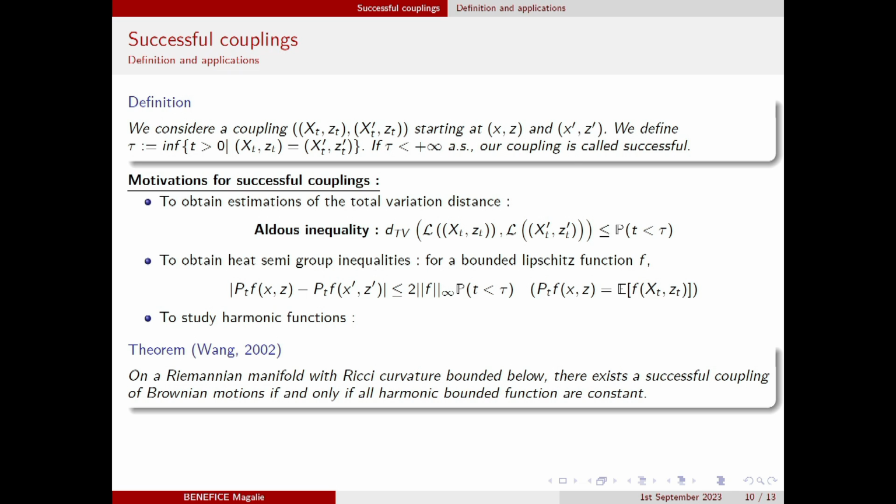And then the other application will be to study harmonic functions. As you all know, I suppose, in R^2, when you consider bounded harmonic functions, they are always constant. It is not true on all Riemannian manifolds, for example, the hyperbolic plane. But Wang proved in 2002 that on a Riemannian manifold with Ricci curvature bounded below, we have a successful coupling of Brownian motion if and only if bounded harmonic functions are constant. So yes, there is a real link, and it is not surprising.